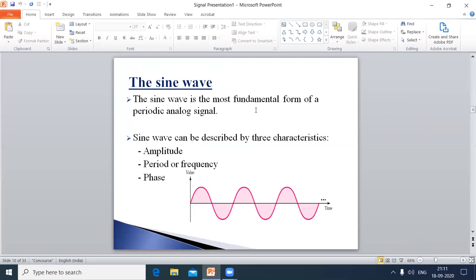A sine wave can be described by three characteristics. This is a very important topic in analog signals. First one, amplitude; second, period or frequency; third, phase. Okay, first one, amplitude.